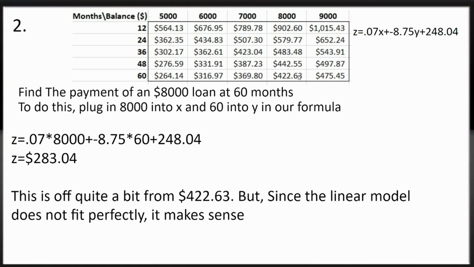So based off the table, an $8,000 loan at 60 months gives us $422.63. You could tell that our function was off by quite a bit. And so what we pretty much came up with was looking at the fact that we tried to get that most accurate fit. It can only conclude that this may not be a linear model. And looking at the table, you can kind of infer that it's not a linear model. So that could be a big reason why that number is off by as much as it is.